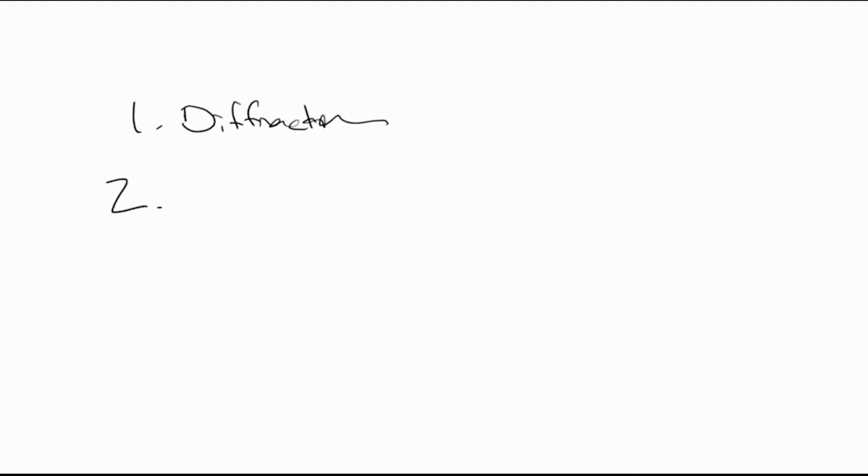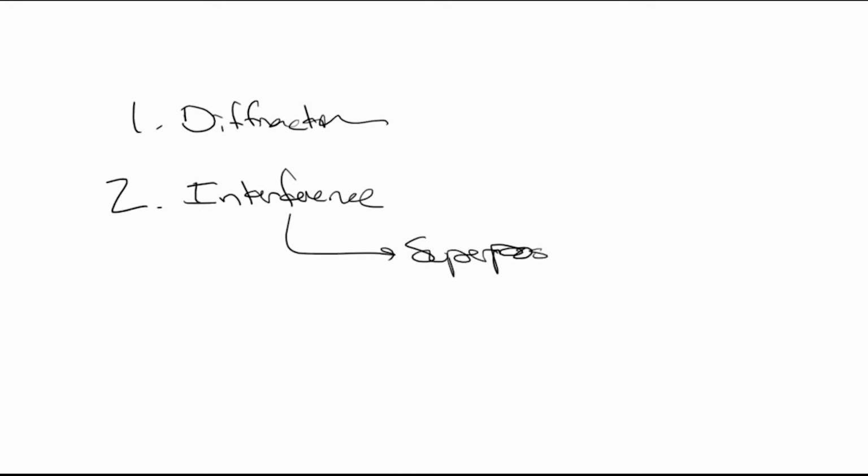Okay, let's start. First of all, we're going to be talking about double slit diffraction. To understand double slit diffraction, you have to understand two things. Number one, diffraction, and number two, interference, specifically superposition. Do not comment about my handwriting.